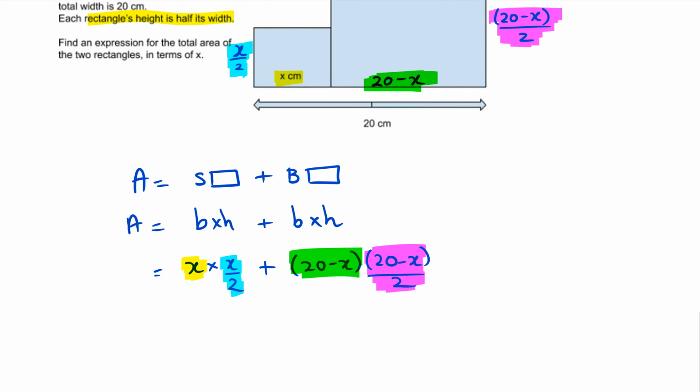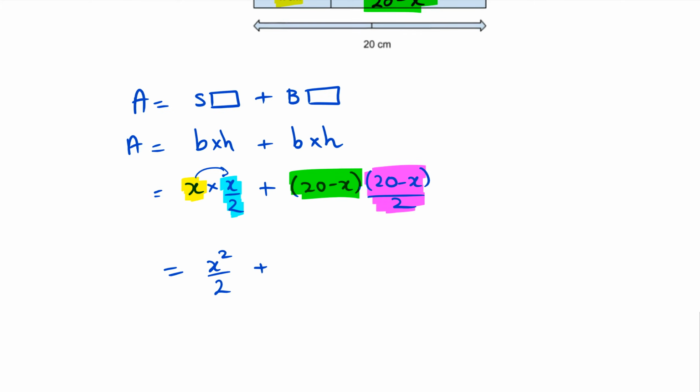Okay, so now we've got a couple of quadratics that we need to deal with. So we've got x times x, which is x squared over 2, and we leave it as it is. And then here we're going to just expand the numerator. So the numerator is going to be 20 minus x times 20 minus x, and I'm going to divide the whole thing by 2.